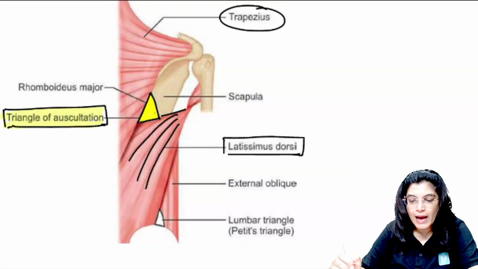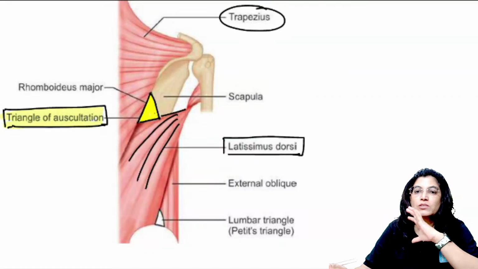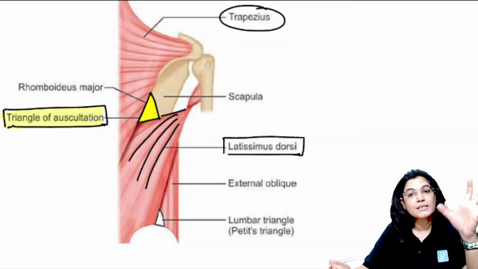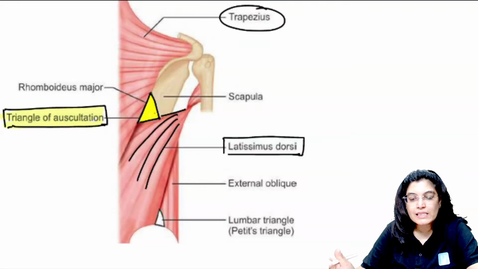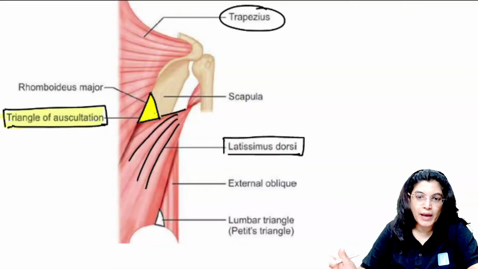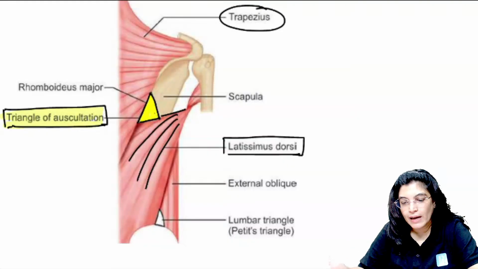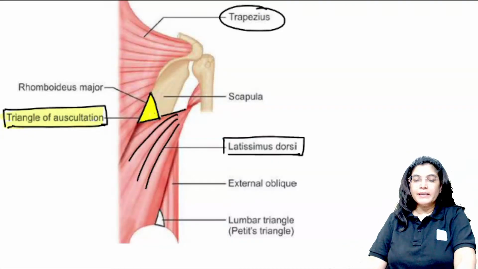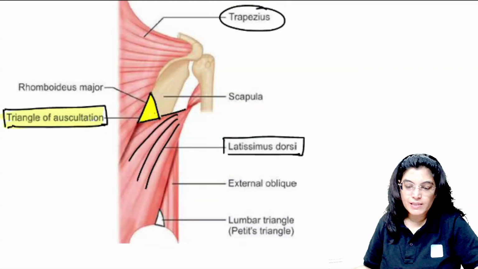This is the boundary, and now what lies in the floor? Can you see this triangular gap which is not overlapped by muscle? There is a gap between the trapezius muscle, the medial border of the scapula, and the latissimus dorsi muscle, and in the floor we have the sixth intercostal space. Basically the upper part of the lower lobe of the lung lies deep in this area, and this area can be auscultated by the clinician. That is why it is called the triangle of auscultation.